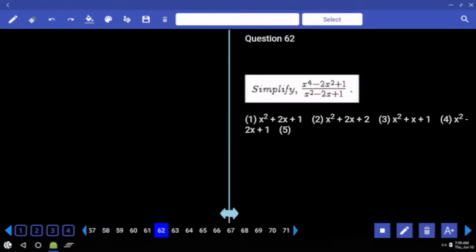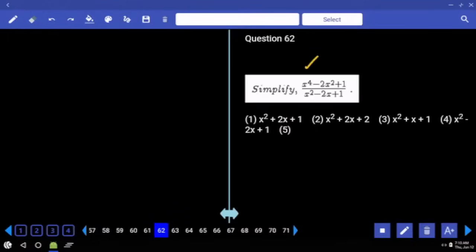Instead of solving the equation, I'll just go with substituting the value. But make sure the denominator cannot be equal to 0. If you substitute x is equal to 1, the denominator becomes 0, so you cannot take x as 1. You can take any value, but need to make sure the denominator cannot be equal to 0. So for that purpose, I'll take x is equal to 2.